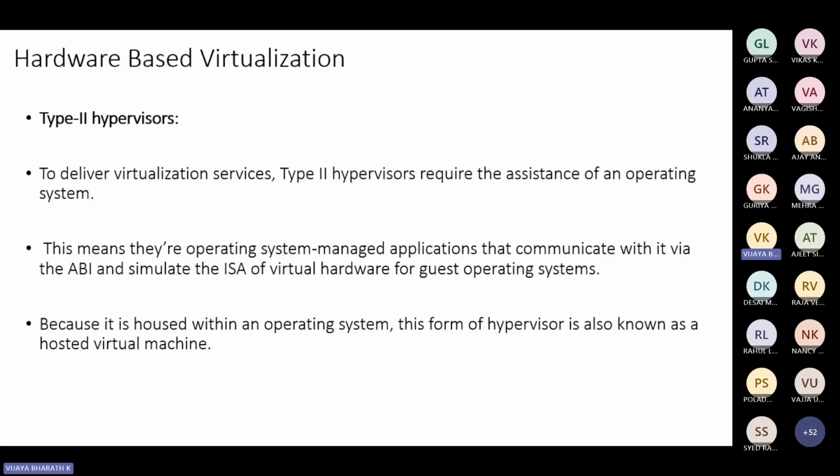How, in the sense that it is not going to directly communicate, right? It doesn't have direct access to the ISA of the hardware, so through an operating system it is going to access it. Why? Because it is housed within the operating system. So this is called a hosted virtual machine. So if you launch a virtual machine using Oracle VirtualBox or VMware kind of thing. VMware also gives you VirtualBox.